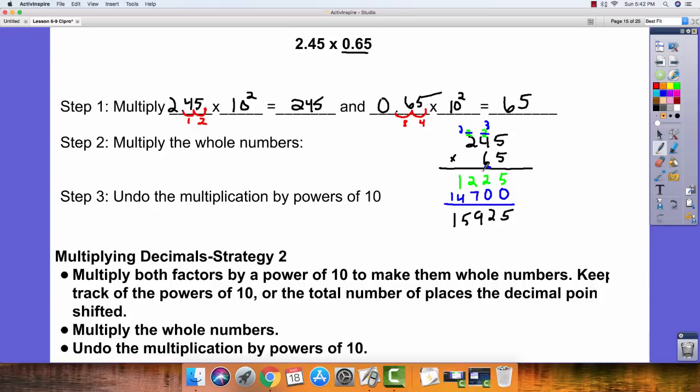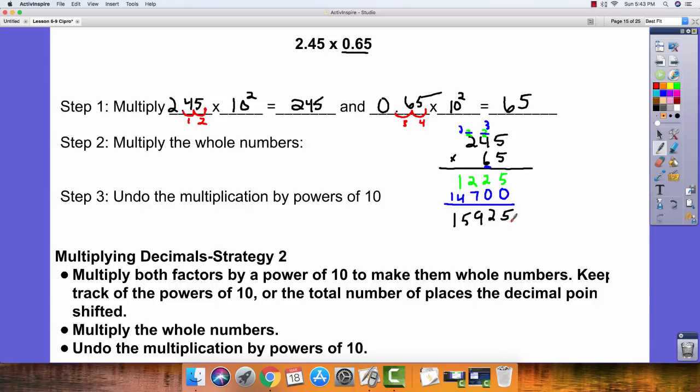All right, now that you've done that, we need to do our last step. Undo the multiplication by powers of 10. Well, remember, I'm really multiplying 2 and 45 hundredths times 65 hundredths. So I moved my decimal point 2 places to the right in 2 and 45 hundredths to get the whole number of 245. And I moved my decimal point 2 places to the right in 65 hundredths to get to the whole number of 65.